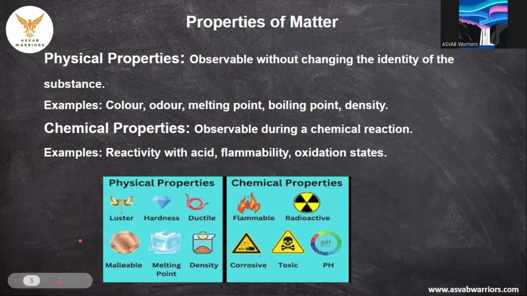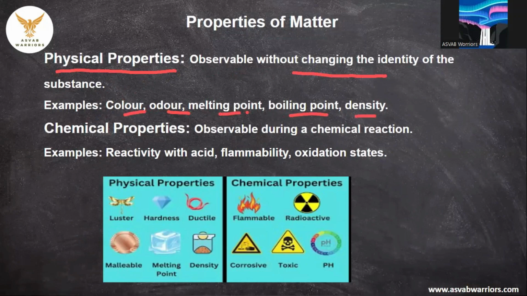Hello, ASVAB warriors. We had already seen this particular slide in our first session, which explained physical properties, which are observable without changing the identity of the substance. Examples are color, odor, melting point, boiling point, density, etc. Chemical properties are associated with chemical reactions where the compound is going to change after the reaction is over.